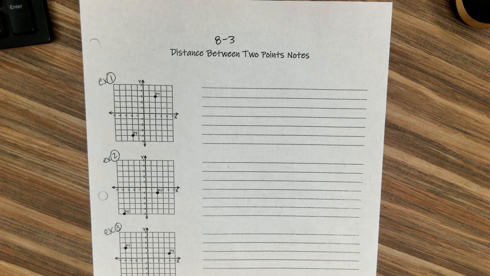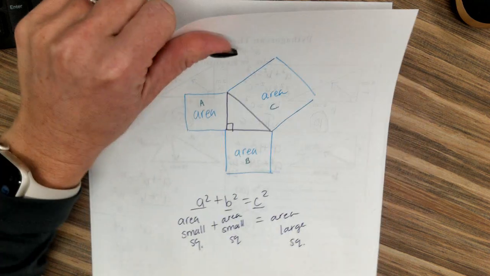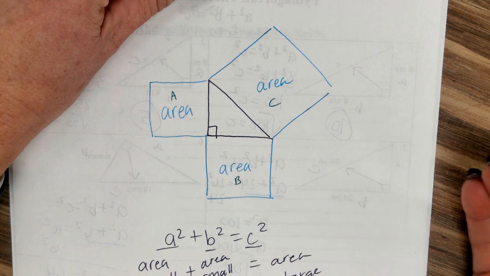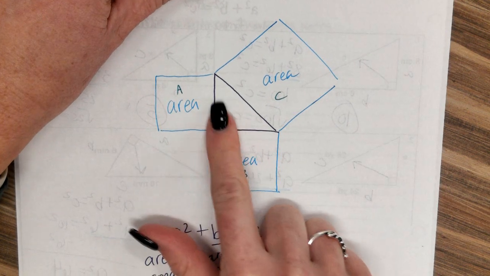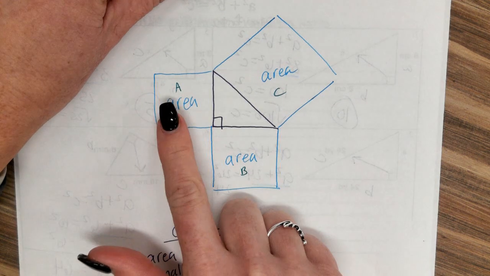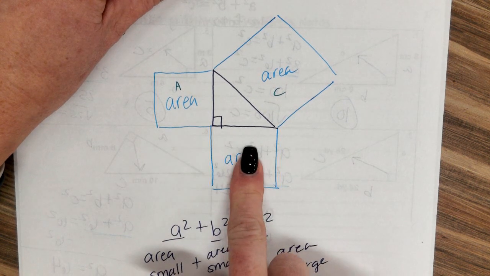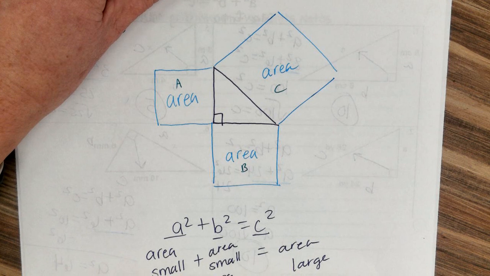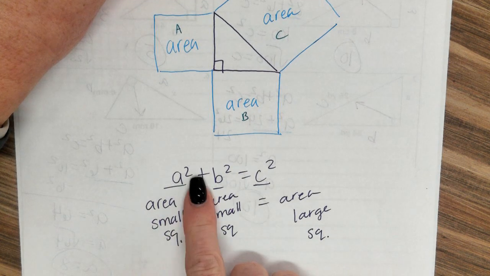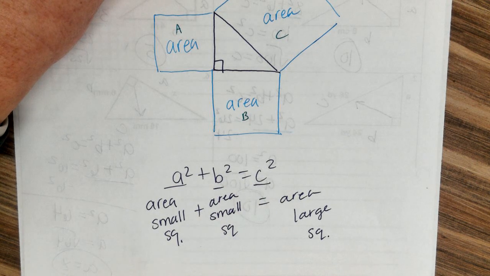So just a brief reminder right here, Pythagorean theorem is based off of the idea that a right triangle is being formed by 3 squares. And the area of the 2 smaller squares adds up to equal the area of the bigger square. So that's where a squared plus b squared equals c squared comes from.